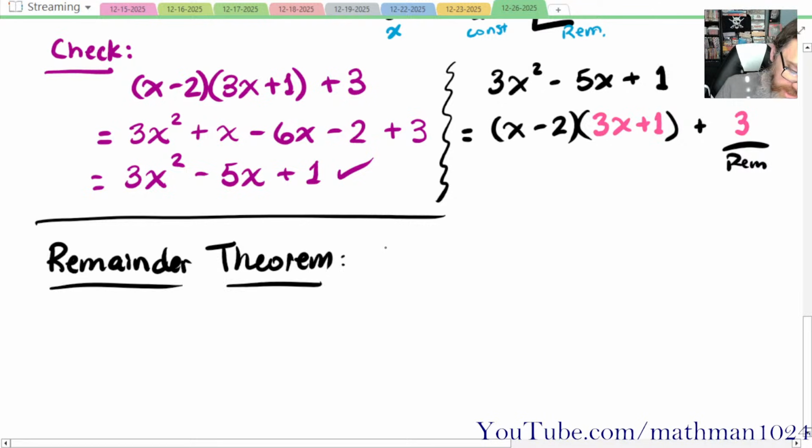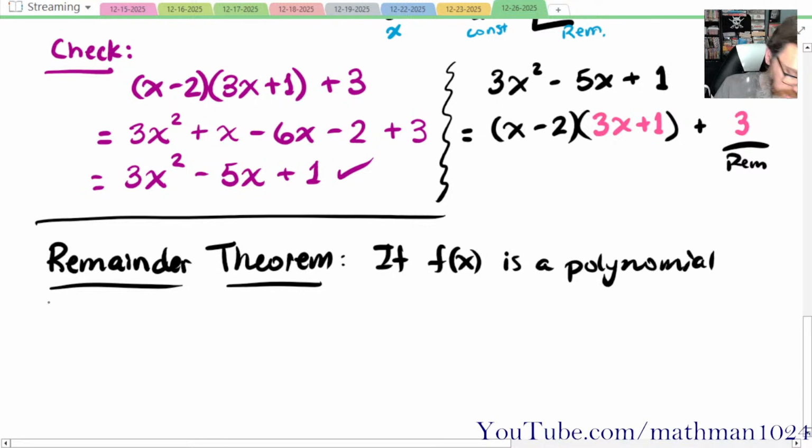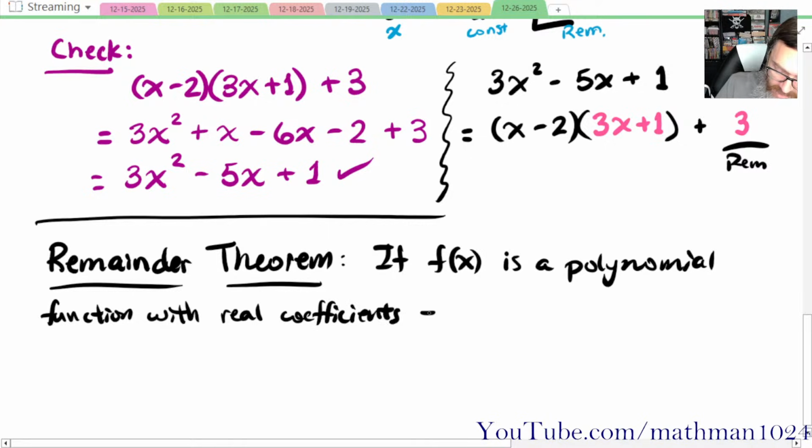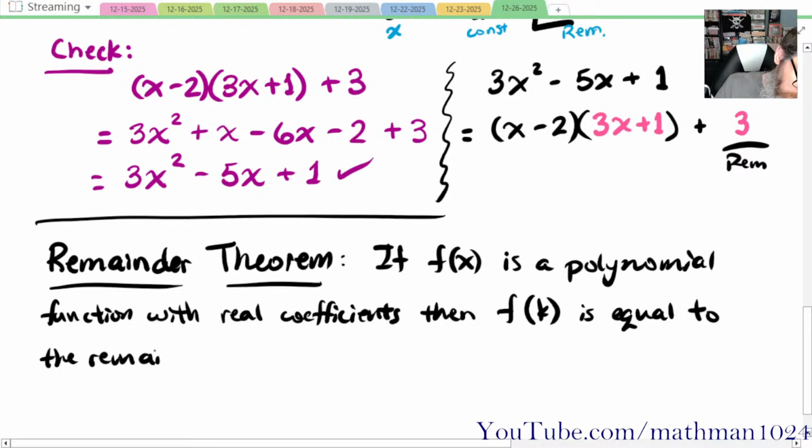So the remainder theorem says that if f of x is a polynomial function with real coefficients, then f of k is equal to the remainder of f of x divided by x minus k.